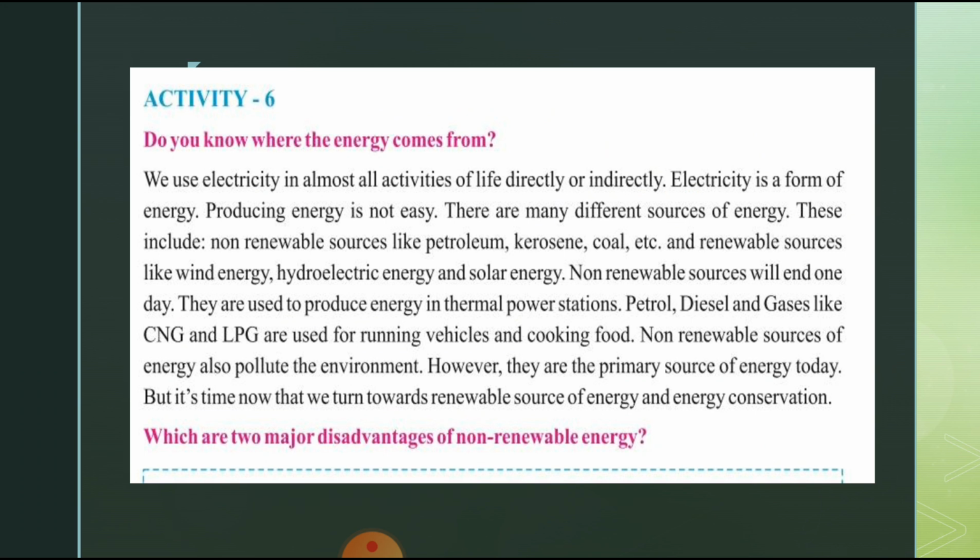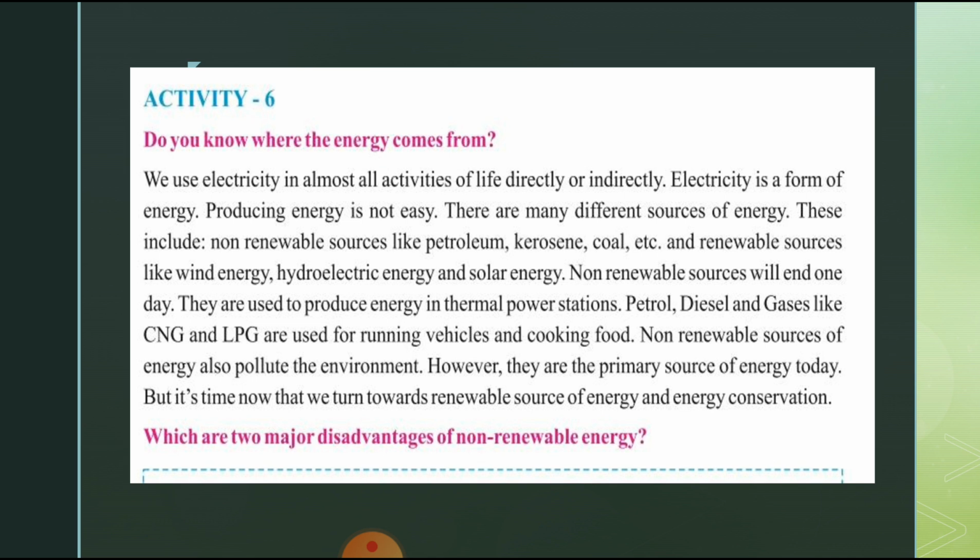Now, non-renewable sources of energy also pollute the environment. Petrol, coal, and diesel pollute our environment, and however, they are the primary source of energy today. But it's time now that we turn towards renewable sources of energy and energy conservation.